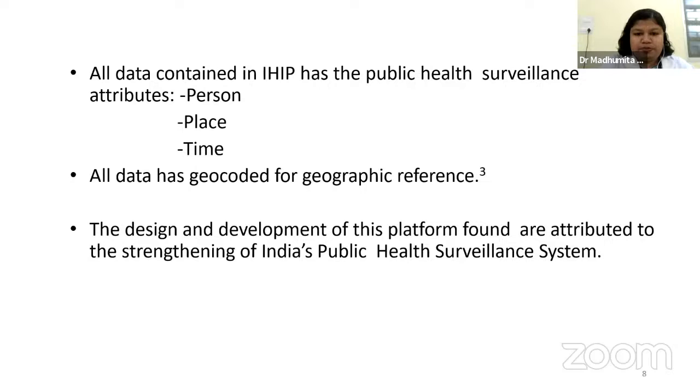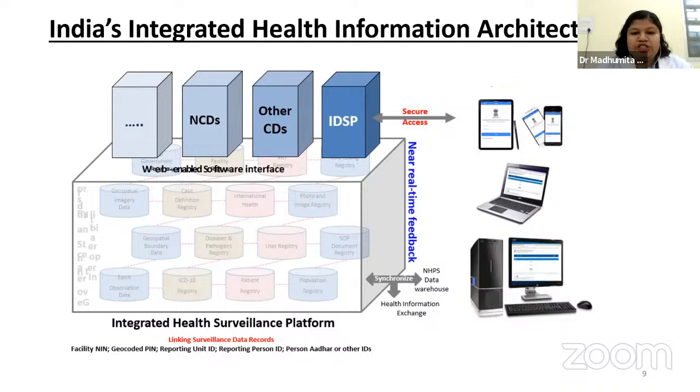The following figure shows the web-enabled software interface, which has secured access to the data of non-communicable diseases, other communicable diseases, and IDSP. This data is synchronized with the NHP data warehouse. This synchronization and health information exchange will give real-time feedback for the integrated health surveillance platform. All these records are linked to facility NIN, geocoded PIN, reporting unit ID, etc.